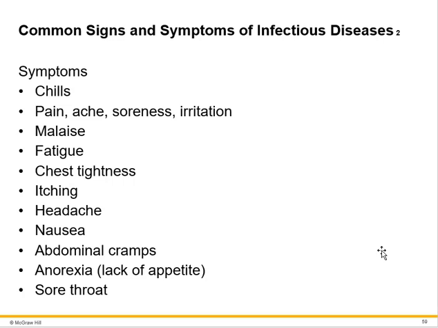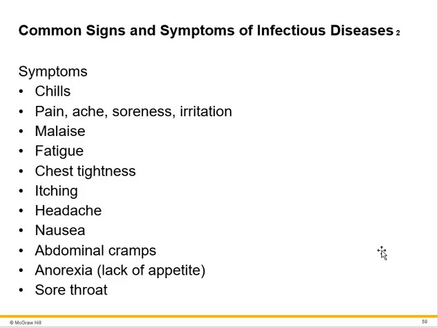Symptoms like chills, that's something you can't necessarily sense; it's only sensed by the patient. They feel cold. Malaise, fatigue, chest tightness, nausea, vomiting. Well, vomiting you can see, but nausea you can't. Abdominal cramping, lack of appetite, sore throat.